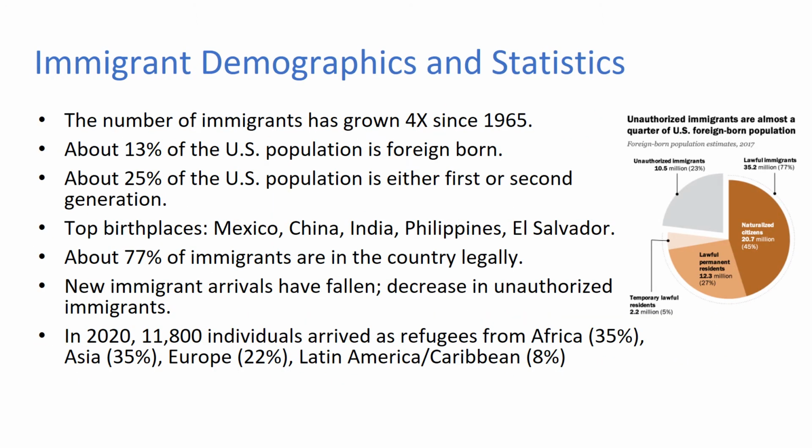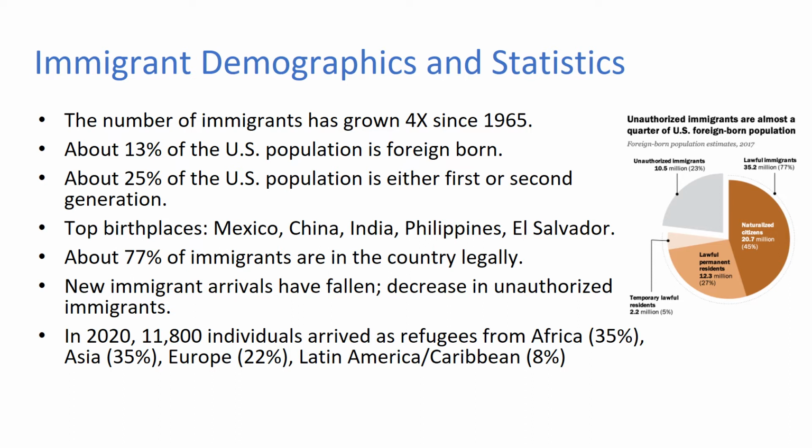Now that we have defined some terms related to immigration, let's discuss immigration in the United States. Here are some demographics and statistics. Since its beginning, the US has been known as a land of opportunity. Most of the US, somewhere around 99%, are descendants of immigrants at some point or are themselves immigrants. So the US really is a country of immigrants.